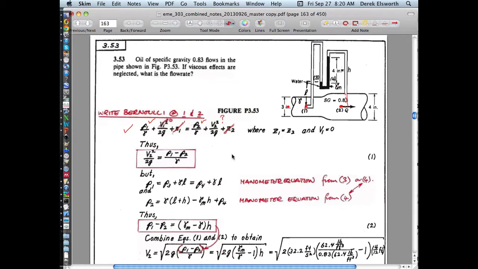And of course, if you want ultimately to get the flow rate at point 2, rather than point 3, it's just going to be equal to the area at 2 times the velocity at 2. So if you can get this velocity, you're golden. So that's the first part.